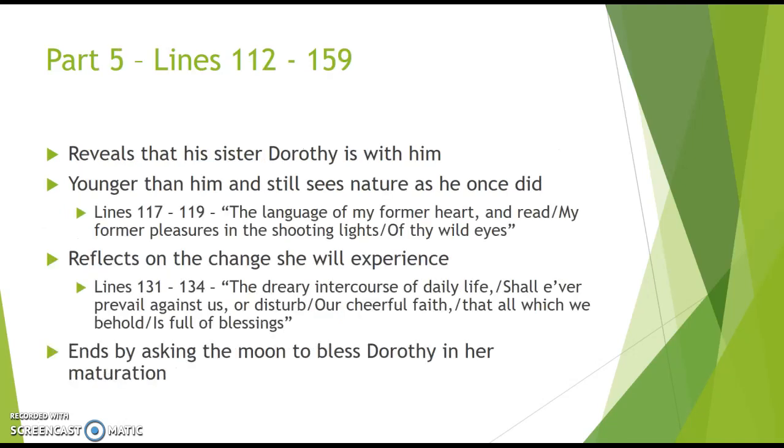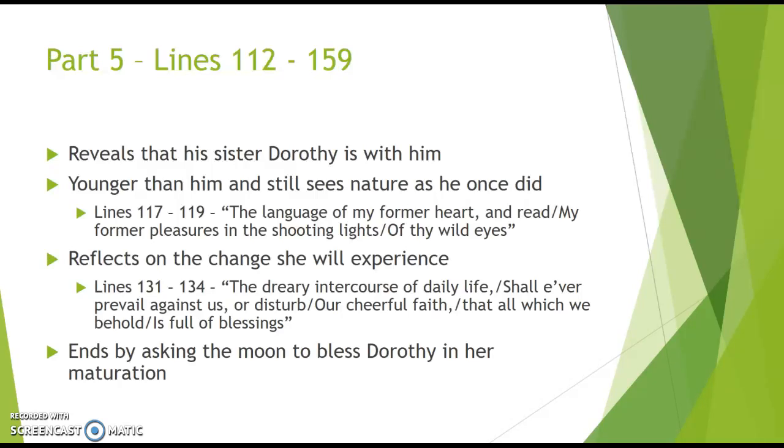In the final part, part 5, we learn that his sister Dorothy is actually with him, and she is his younger sister. And he says that Dorothy is seeing nature as William once did. And in lines 117 through 119, he says, "The language of my former heart, and read my former pleasures in the shooting lights of thy wild eyes." Dorothy was not here with him the first time that he visited. So this is her first time seeing the beauty of this area.